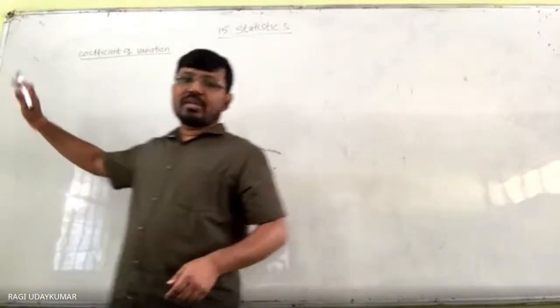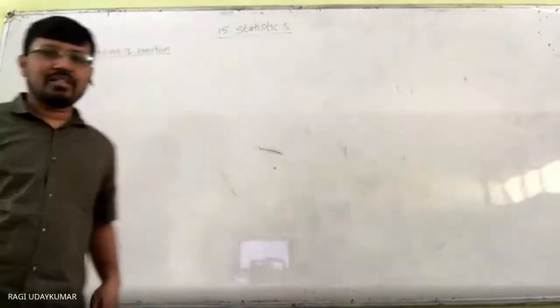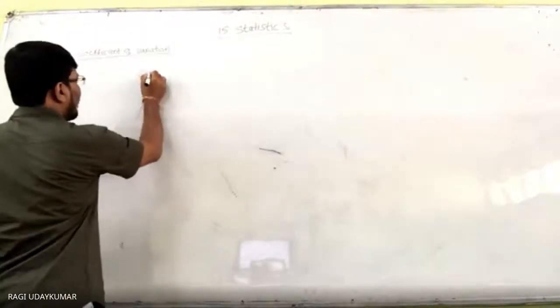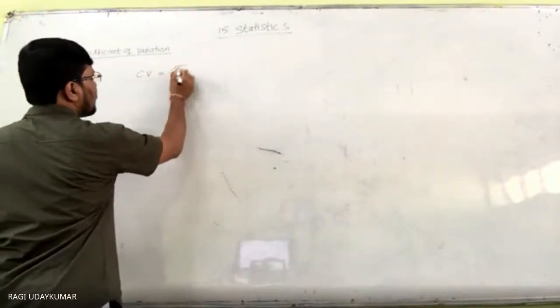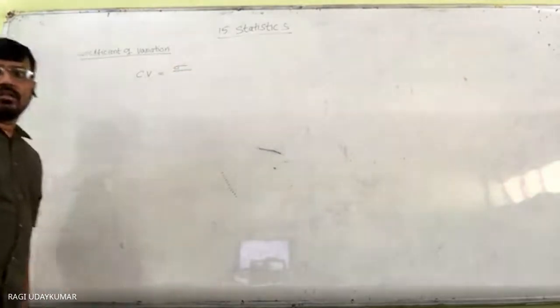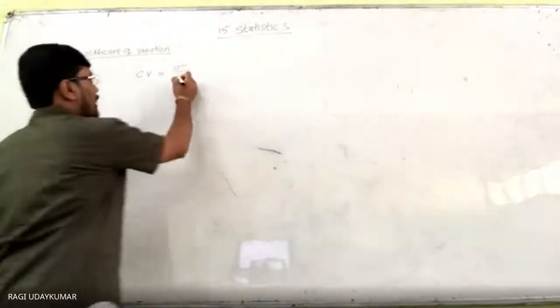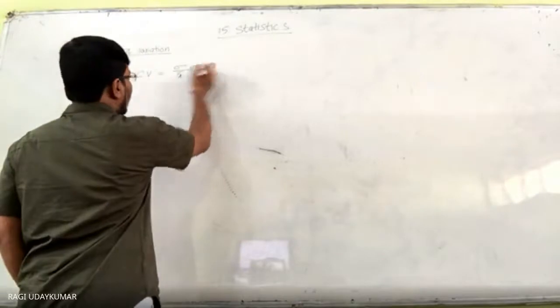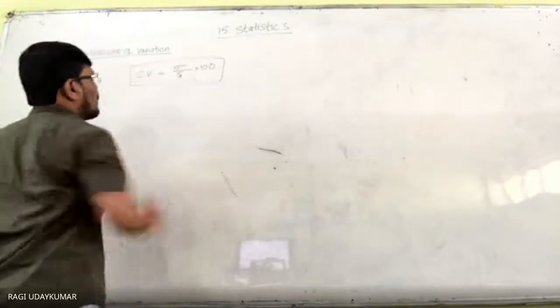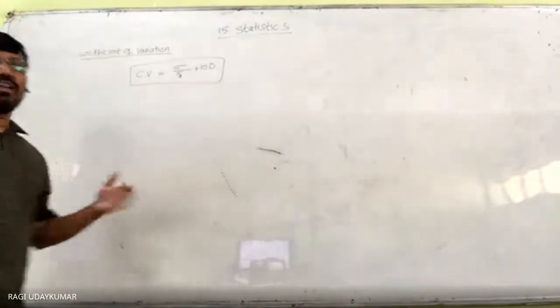Okay. Next topic is coefficient of variation. Coefficient of variation is represented by CV. CV is equal to standard deviation divided by mean x bar into 100. So that is the formula for CV. That is nothing but more variation.